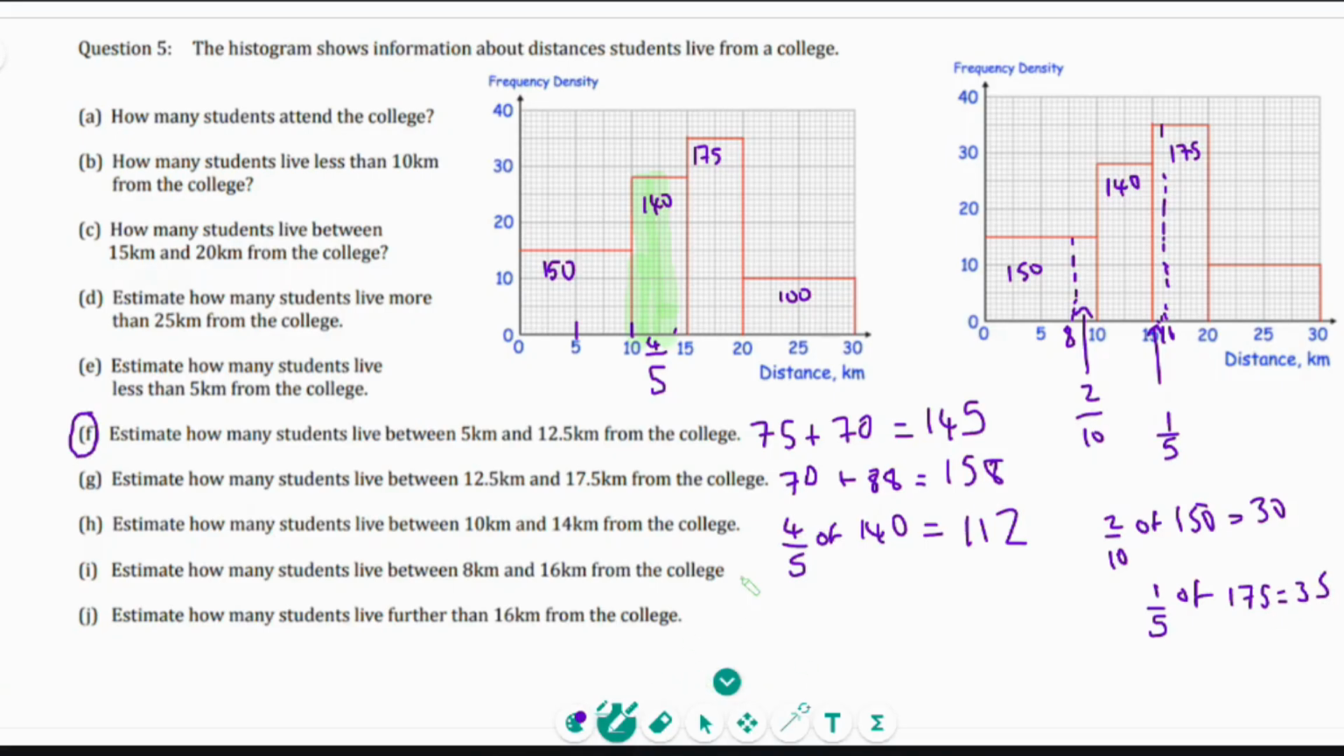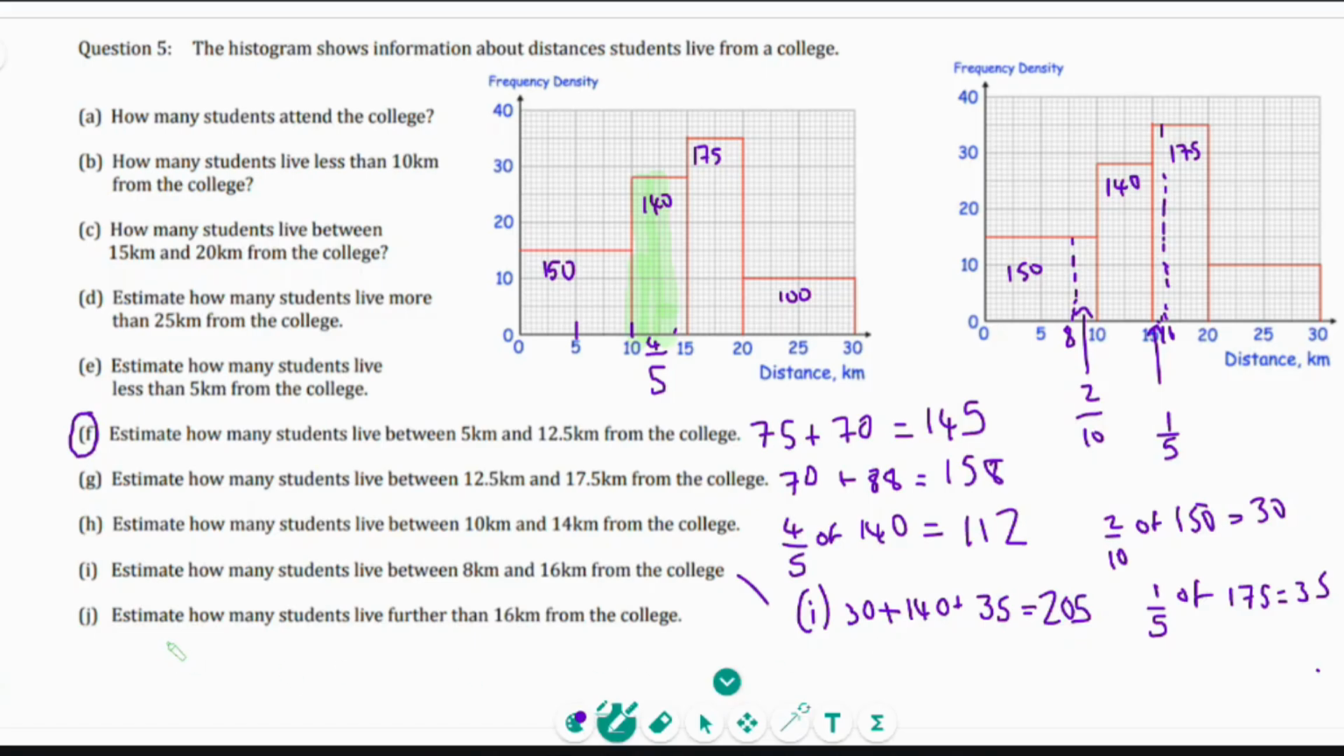So for this one, we have 30 plus 140 plus 35, 205.